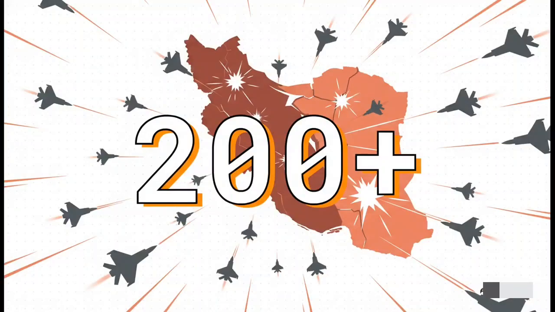To give you an idea of the scale here, in the very first wave of the attack, more than 200 Israeli fighter jets hit targets across Iran all at the same time. This was a show of force designed to completely overwhelm and paralyze the country's defenses from the very start.